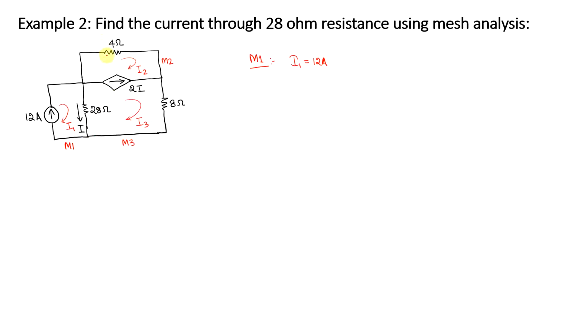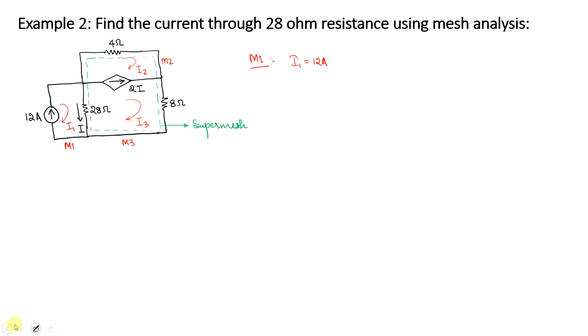Now, when you look at mesh 2 and mesh 3, you have a current source being shared between them. Whether it is a dependent or an independent current source, whenever you have a current source shared between two meshes, you cannot apply KVL directly. So you need to mark the boundary of the super mesh, and the super mesh has to be considered around the current source. So this is how I will mark. So this will be the super mesh.